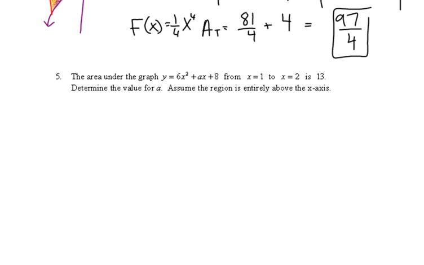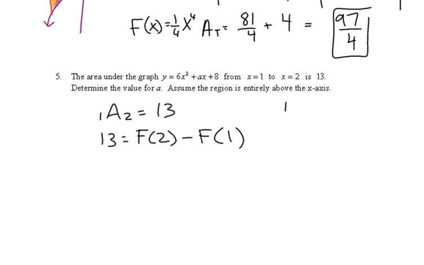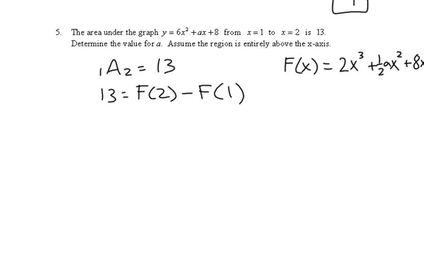The area under the graph y equals x squared plus ax plus 8 from 1 to 2 is 13. Determine the value of a. We know the area between 1 and 2 is equal to 13, so 13 is equal to f of 2 minus f of 1, right? So we need to figure out our antiderivative: 1/3 x cubed, plus 1/2 ax squared, plus 8x, plus c, which doesn't matter because it'll cancel out.